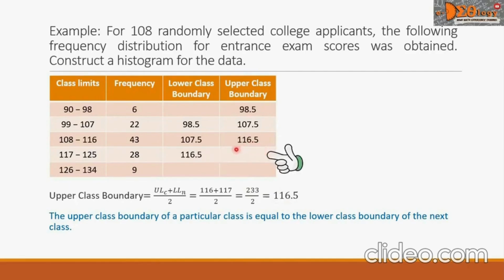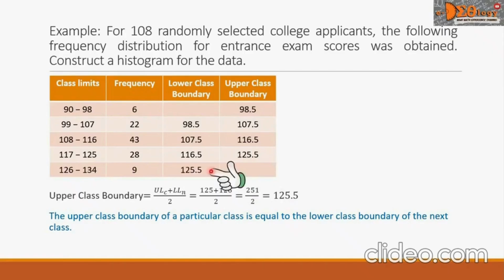Then, let us compute for the upper class boundary of the fourth class. We have 125 plus 126 divided by 2, and that is equal to 251 over 2. And the quotient is 125.5. This value we will copy in here. Also, this 125.5 is the lower class boundary of the next class.